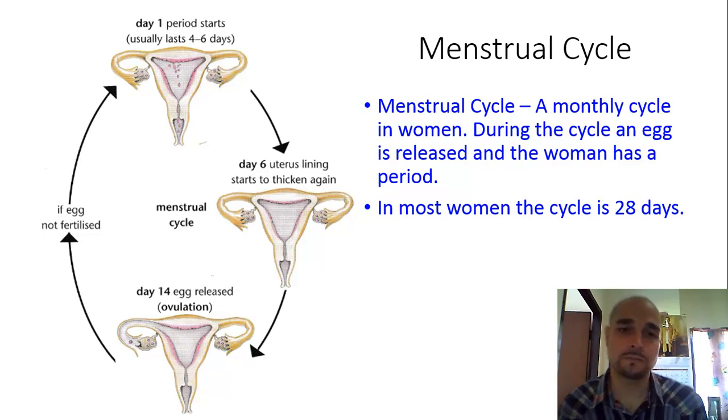Okay, I want you to pause the video and draw the picture that you see on the left. Day 1, the period starts. It usually lasts 4 to 6 days. Day 6, the uterus lining starts to thicken again. Day 14, an egg is released from the ovary, going into the oviduct, and this is called ovulation. If the egg is not fertilized by a sperm, then we follow to the end of the menstrual cycle, and it starts again on day 1 with a woman's period.